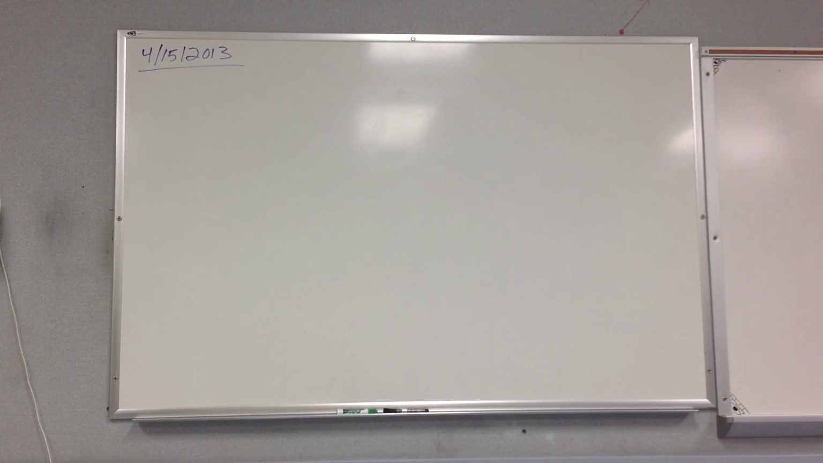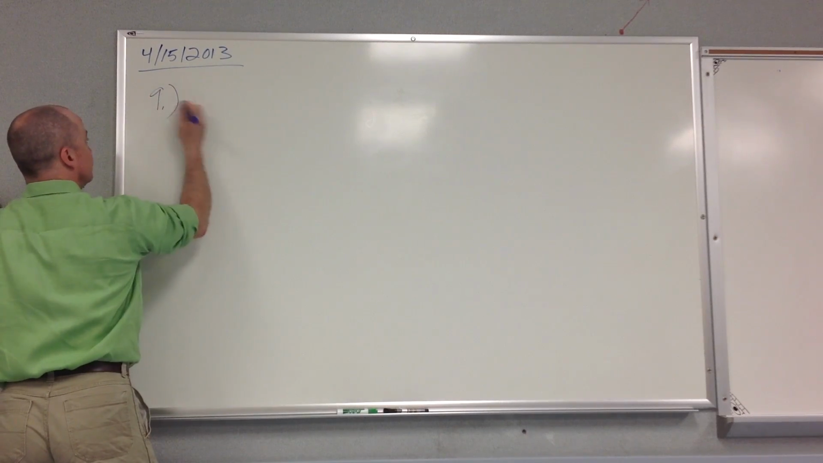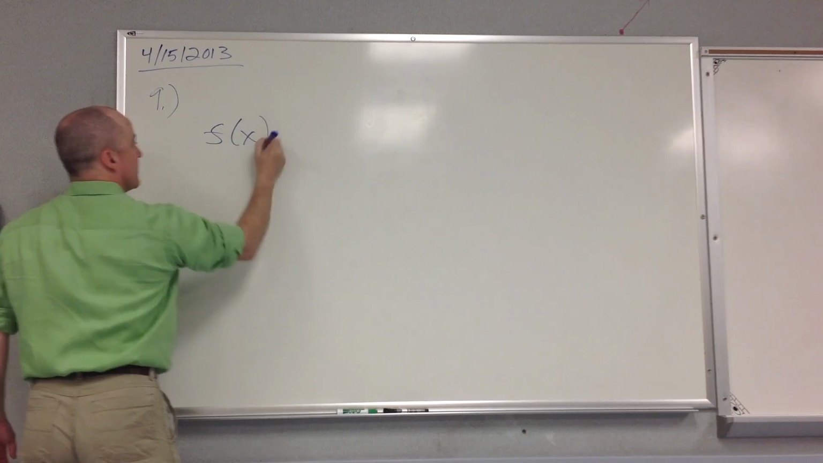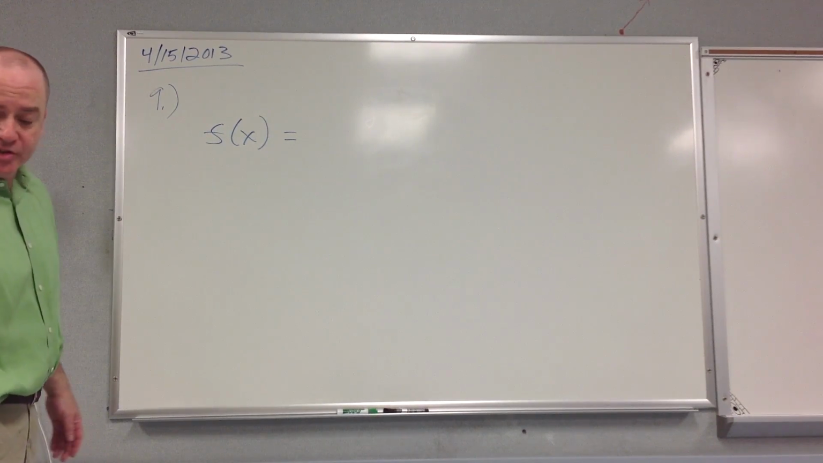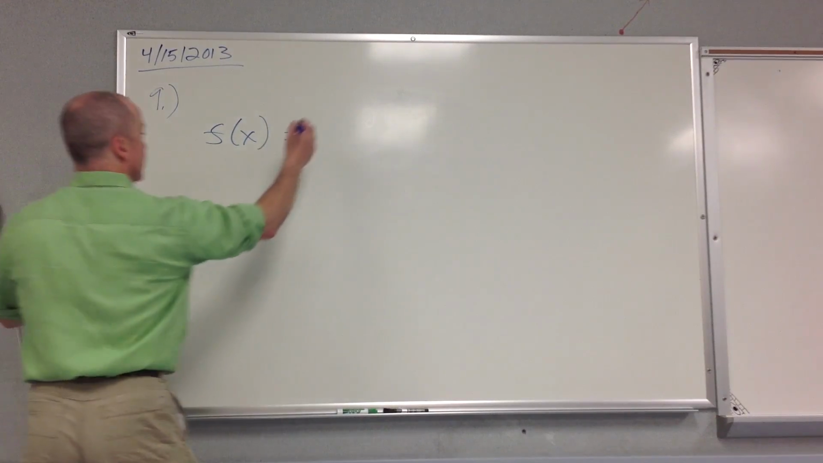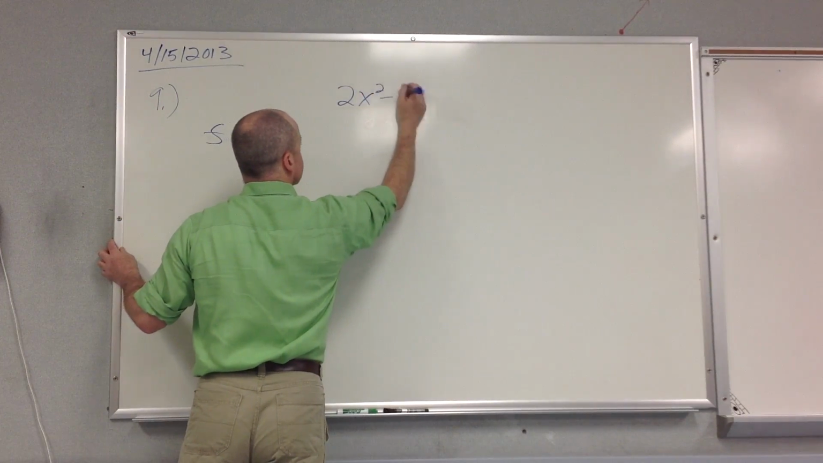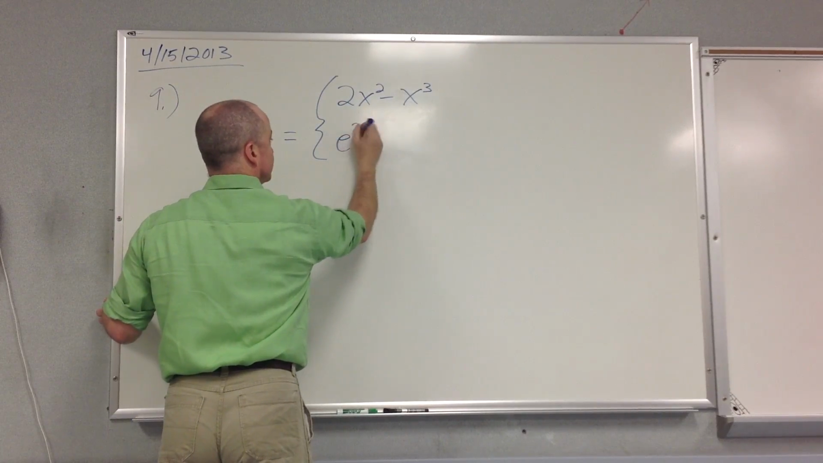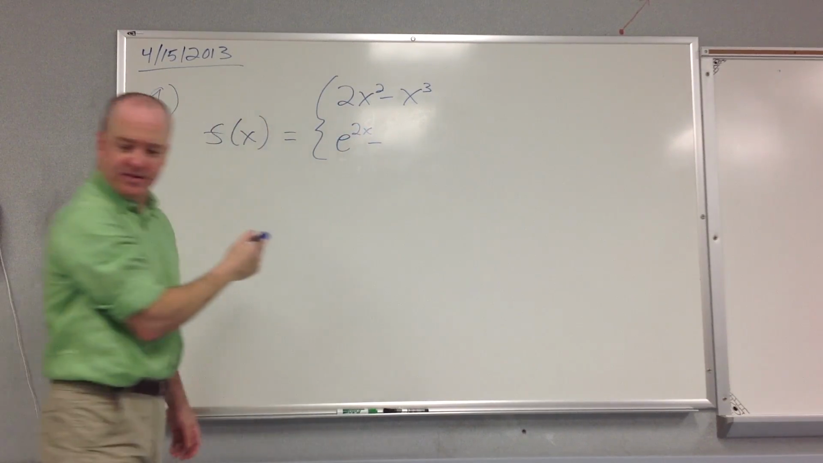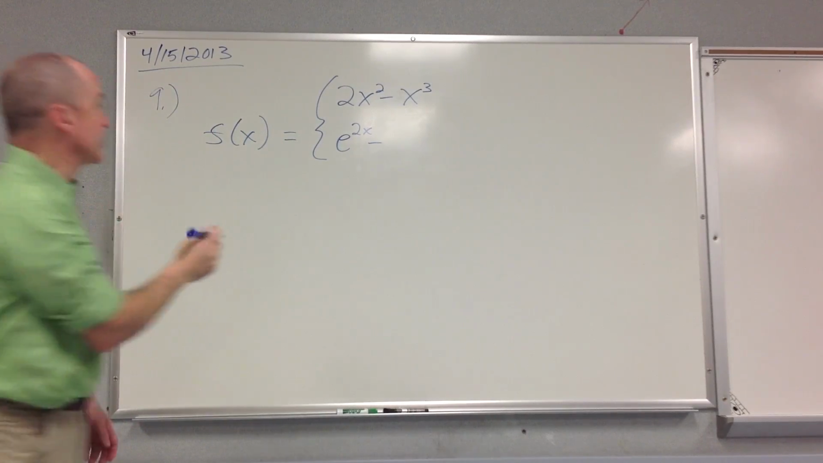Okay. Number 9 says, consider the function, and it's a piecewise function. Totally forget how to do this. It all goes back to those first principles, ideally. What is a derivative? Okay, so the function is 2x squared minus x cubed, and the second one is e to the 2x minus 4.